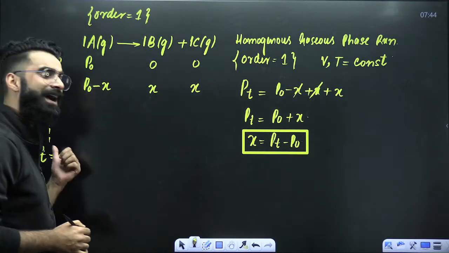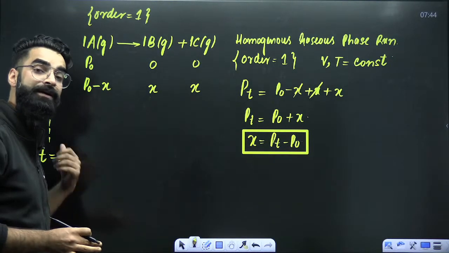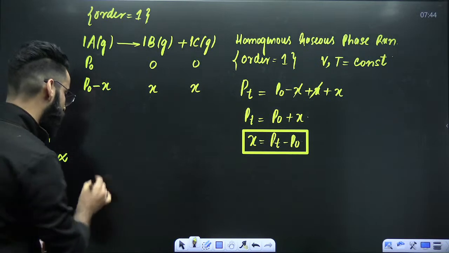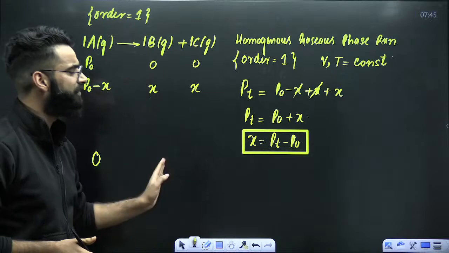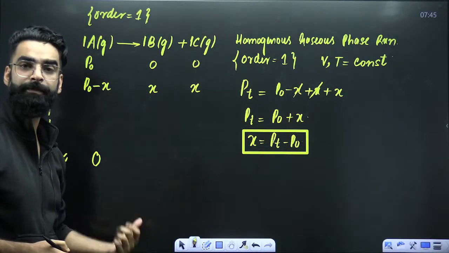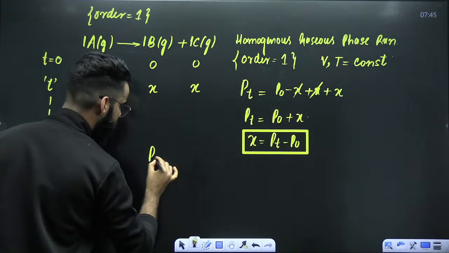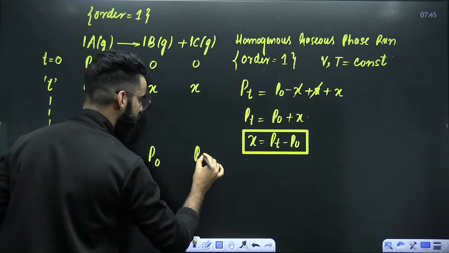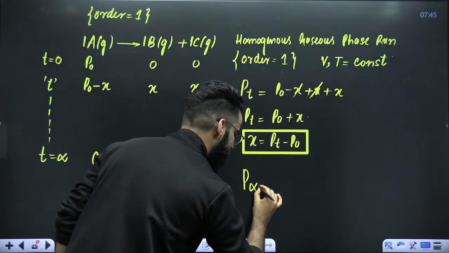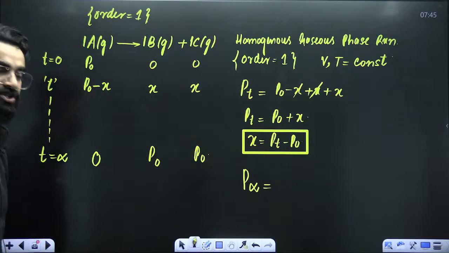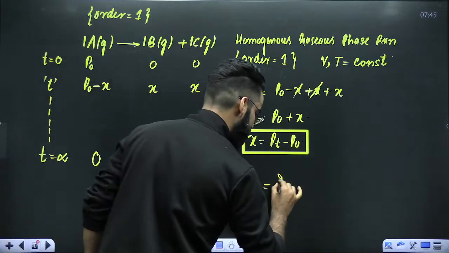So will there be any reactant left in the container at t is equal to infinity? No, there is no reactant left in the container at t is equal to infinity. So pressure due to reactant at t is equal to infinity will be 0. Now all the reactant has got converted into product. So if 1 mole of A gives 1 mole of B, from P naught you will be getting P naught. Similarly, 1 mole gives 1 mole, from P naught you will be getting P naught. Perfect. Now if I ask you, what is the total pressure of the mixture at t is equal to infinity? It's going to be 0 plus P naught plus P naught, which makes it 2 times P naught, right?